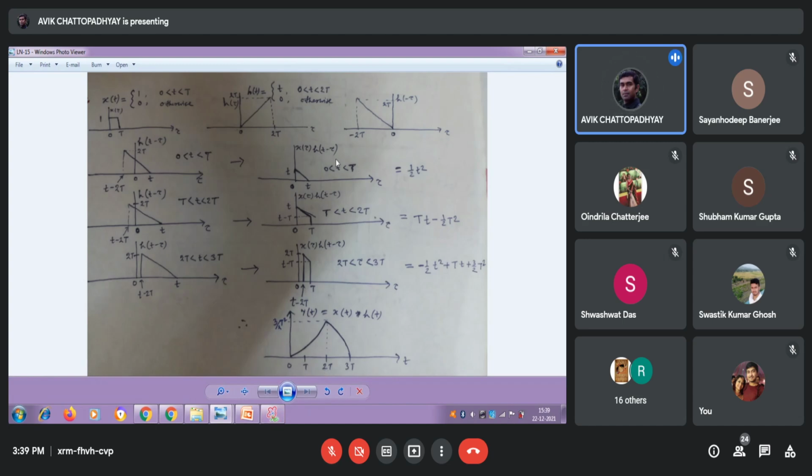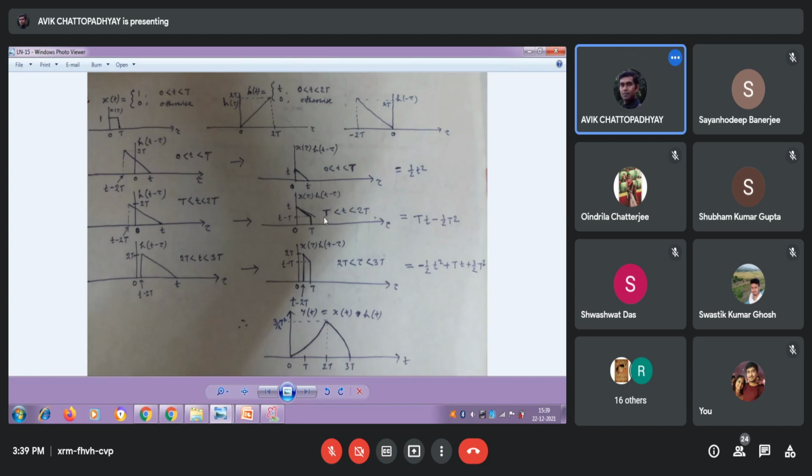Out of that total range of 0 to 3T, we have divided it into three parts: 0 to T, T to 2T, and then 2T to 3T. Within 0 to T, we know how it varies. It varies as half T square, so it varies in a parabolic way. Though my picture is not very good looking, it will not be linear. It is of a parabolic nature.